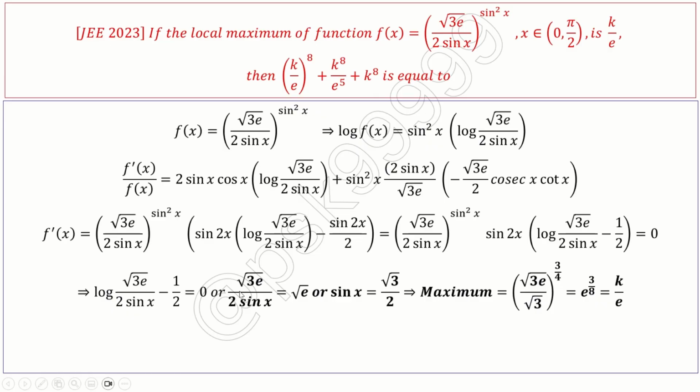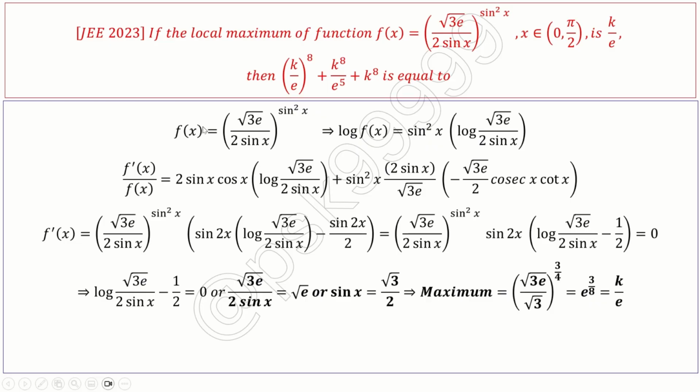Then if you simplify, what you will get is, take half to the other side. If you remove the log, it will become e to the power of half, which is nothing but square root of e. So square root of 3e by 2 sin x equal to square root of e, or simplify further, you will get sin x equal to root 3 by 2. And we know x is between 0 to pi by 2, so only one value we have. So the maximum value of this one is (square root of 3e by 3) whole to the power of 3 by 4.